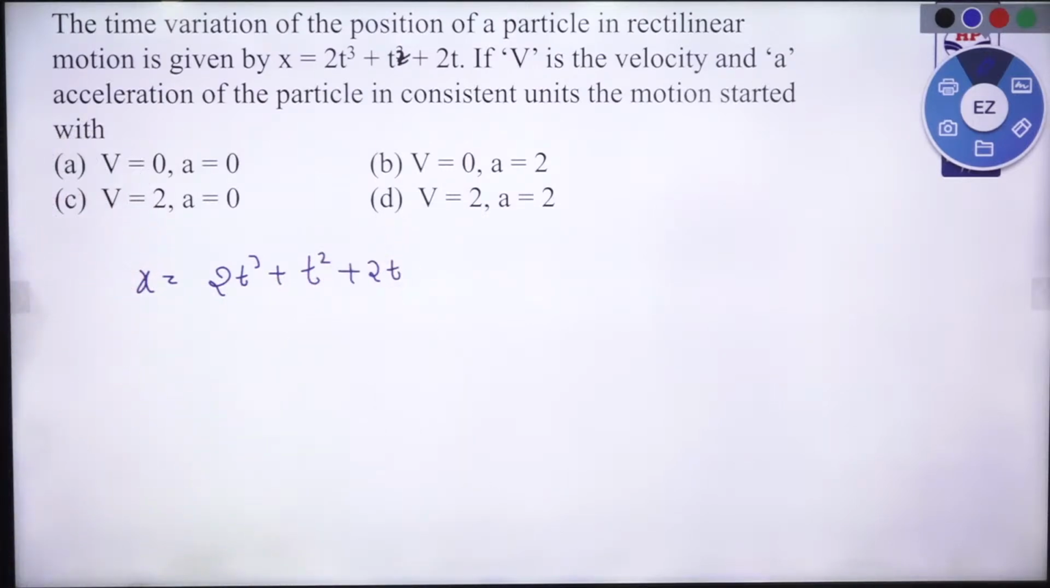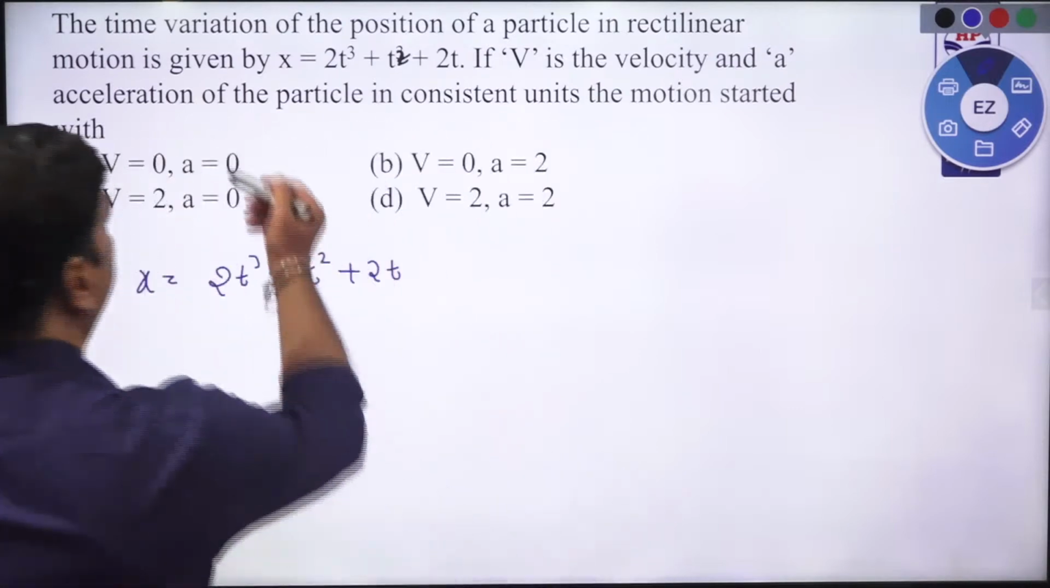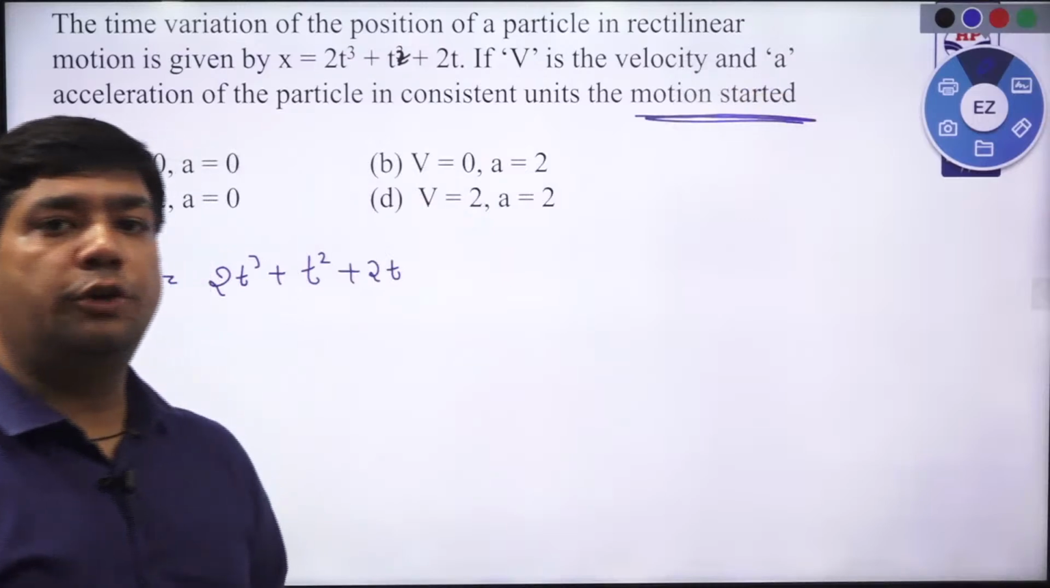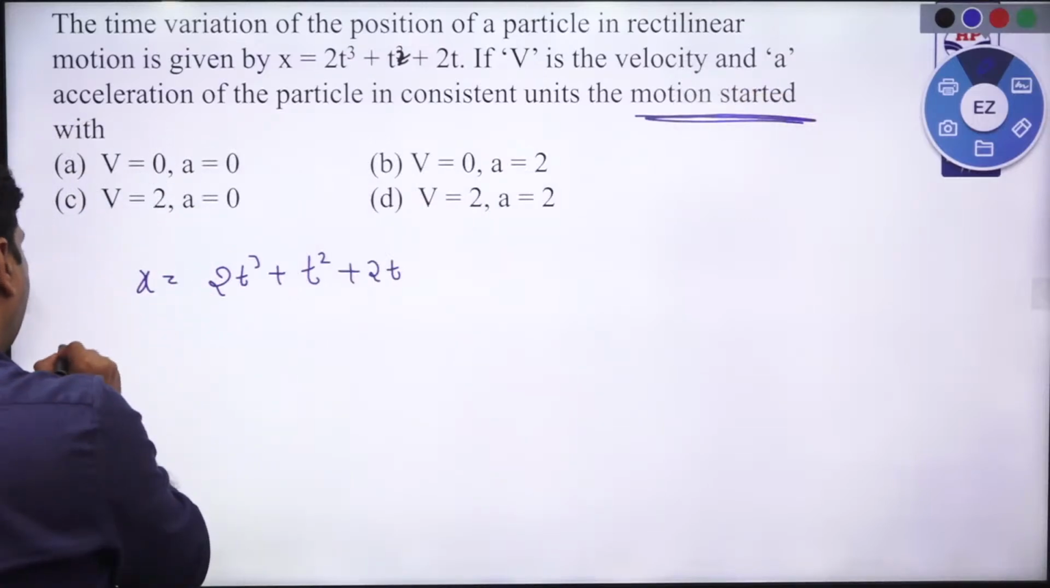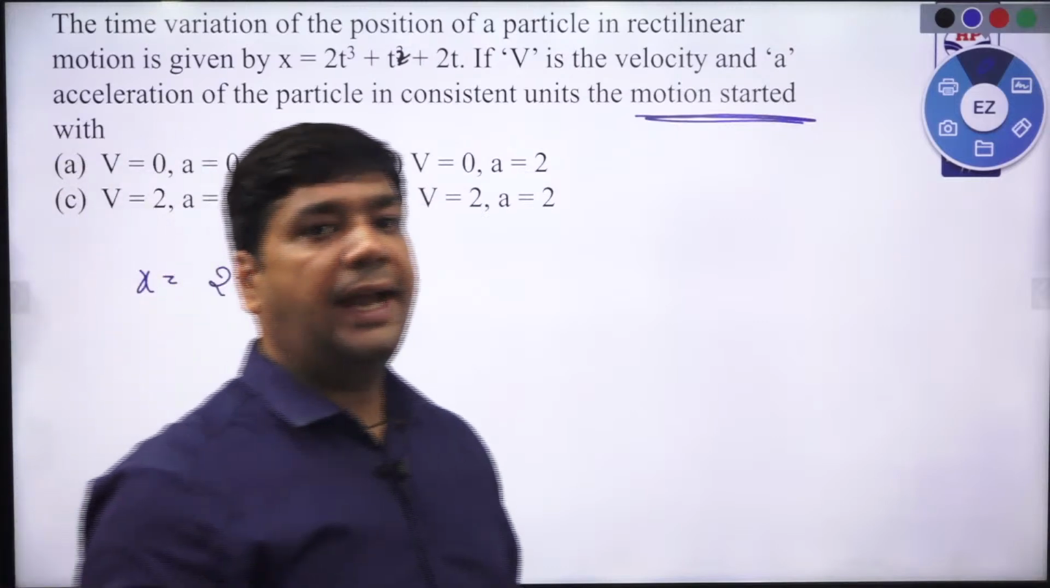So it is asking for the velocity and acceleration of the particle at the time the motion started. Whenever the motion starts, it is asking us to find the value at t equals 0. It is asking for the velocity and the acceleration at t equals 0.